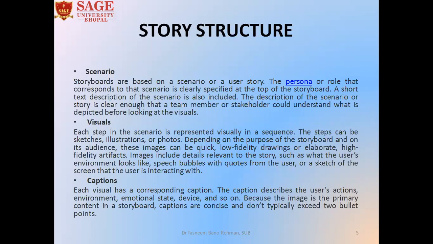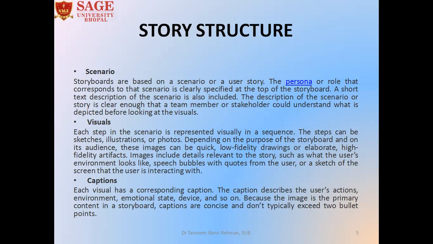Now, as I told you, there are three basic elements of a story structure. The first is a scenario. Storyboards are based on a scenario or a user story. The persona or role that corresponds to that scenario is clearly specified at the top of the storyboard. A short text description of the scenario is also included. The description of the scenario or story is clear enough that a team member or a stakeholder could understand what is depicted before looking at the visuals.